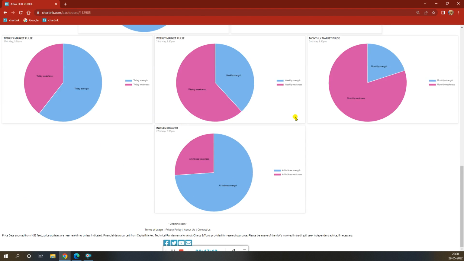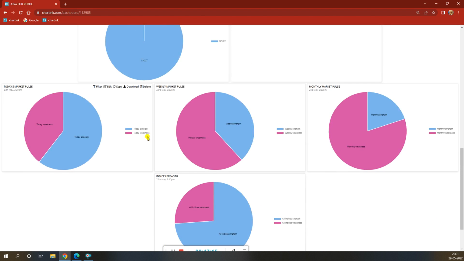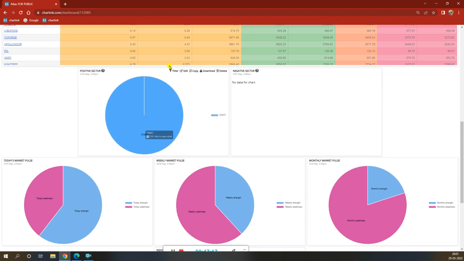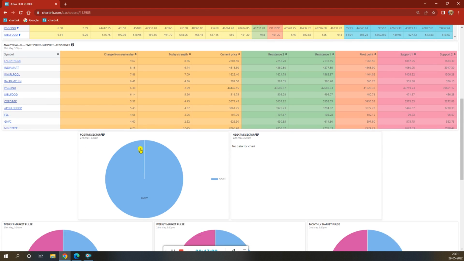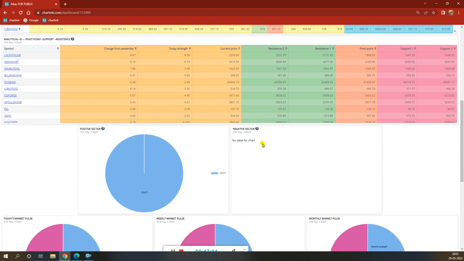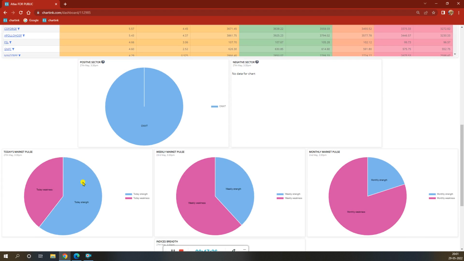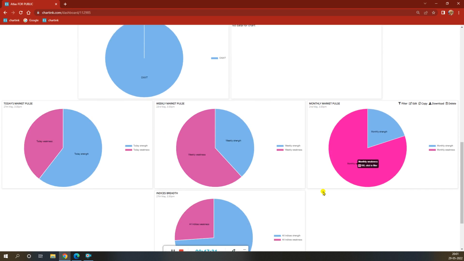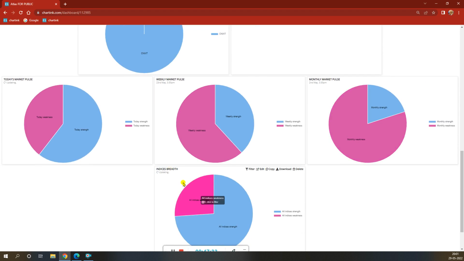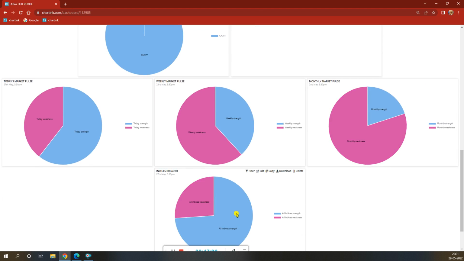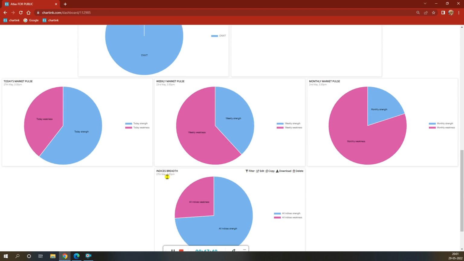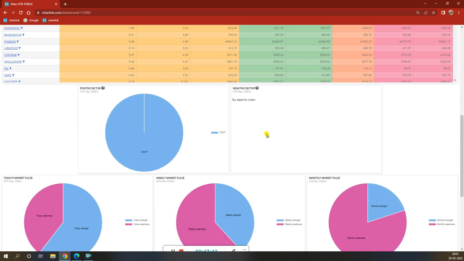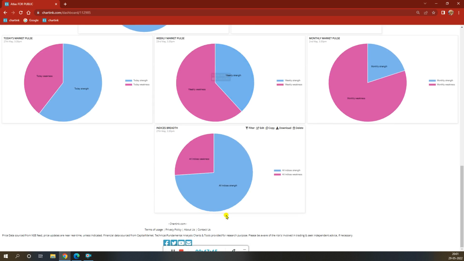And this was the explanation which has already been given to you. Looking at these numbers simultaneously, we can figure out what is the positive sector, what is the negative sector, what is the market pulse today, what is the market pulse on weekly, what is the market pulse on monthly, and what is the indices breadth. Don't get confused between sectors and indices. These are the sectors, these are the indices strength.